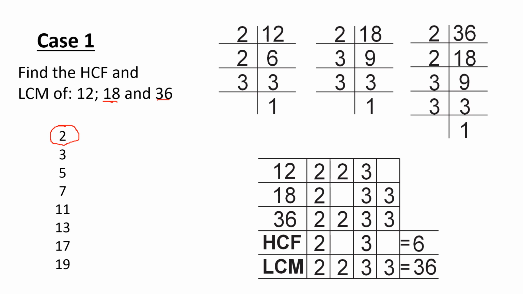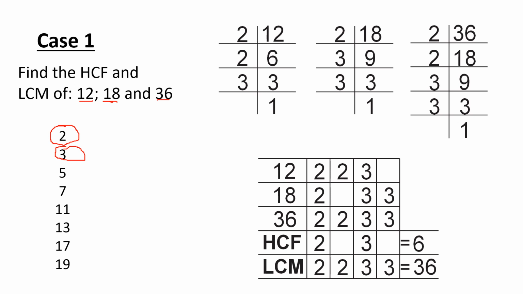So let's start with 12. 12 divided by 2 is 6. It's still an even number. So 6 divided by 2 is 3. And then we go to the next prime number, and that is 3. 3 goes into 3 once. That's finished. So 12 is 2 times 2 times 3. That is 6 times 2 is 12, or 2 times 2 is 4 times 3 is 12.